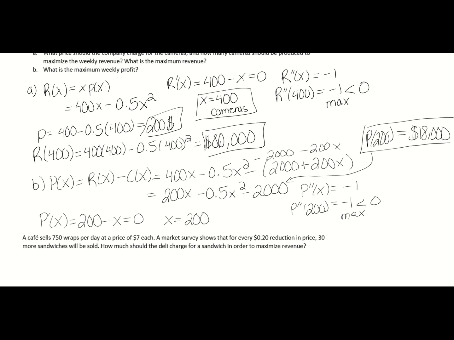Let's do one more. A cafe sells 750 wraps per day at a price of $7 each. A market survey shows that for every 20 cents reduction in price, 30 more sandwiches will be sold. How much should the deli charge for a sandwich in order to maximize revenue?